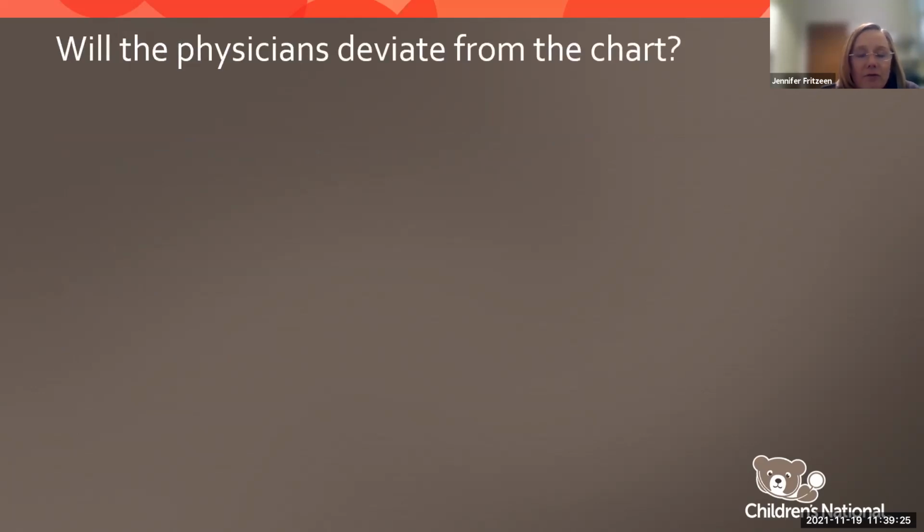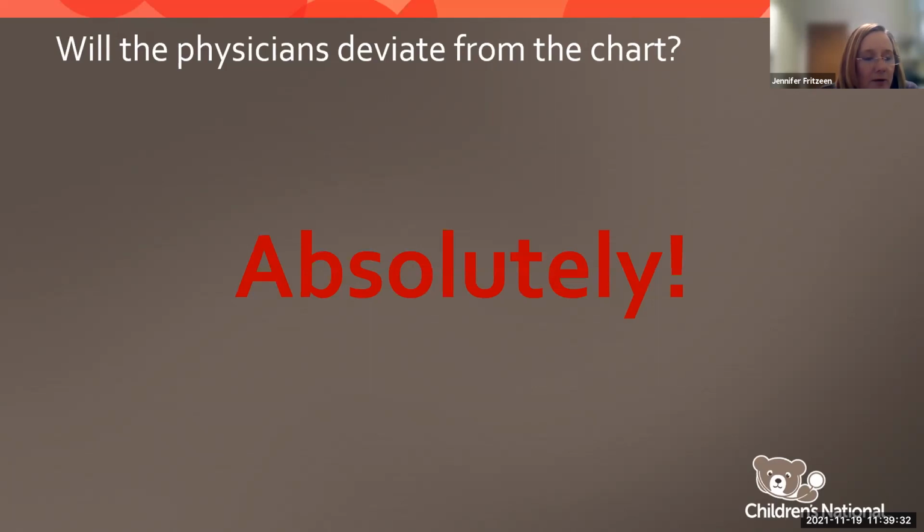Now, will a physician ever deviate from giving PAC-A, PAC-B, PAC-C? Absolutely. Some things are going to happen, and you're going to have a physician that says, wait a minute, we don't need any more red cells. We're just going to go yellow.